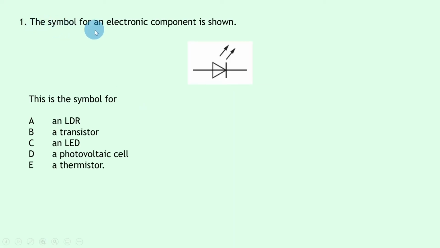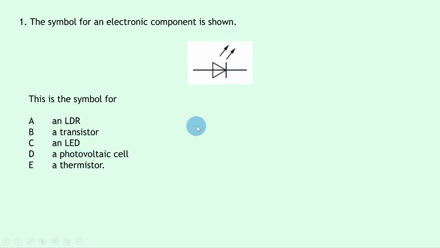Question 1 says that the symbol for an electronic component is shown. This is the symbol for an LDR, a transistor, an LED, a photovoltaic cell or a thermistor. Well, first of all, notice that you've got a diode shape, this little triangle with a line, which means that current only flows through this device in one direction, and you've got two arrows going out of it. Now, you simply just need to know your circuit symbols for different components, and you should remember that this one is the LED, the light emitting diode.